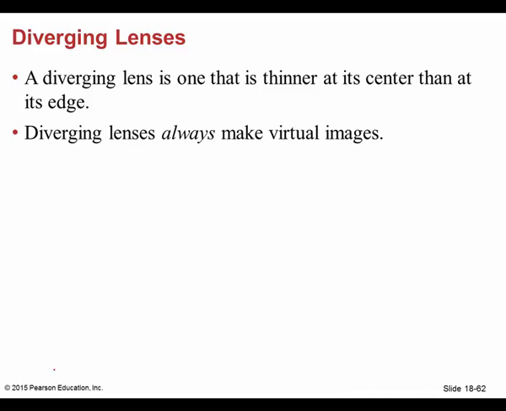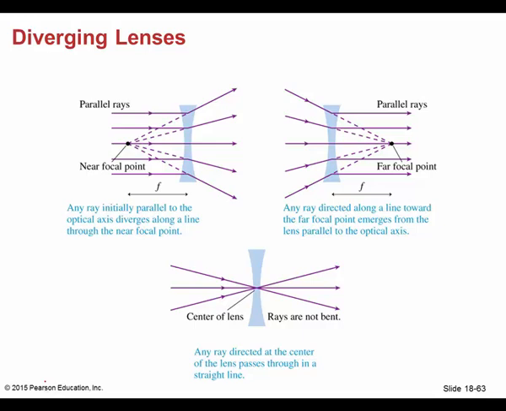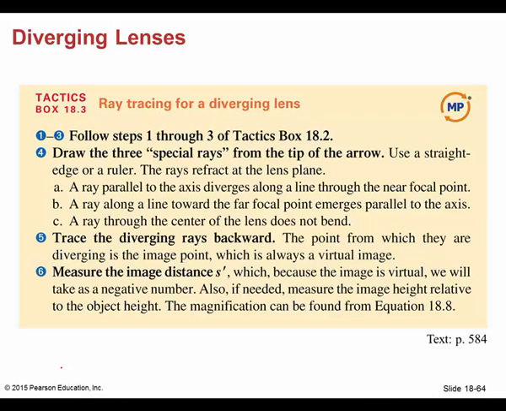All right, so a diverging lens is one that is thinner at its center than at its edge, okay? And a diverging lens always makes virtual images. So here are diverging lenses. Notice how it is thinner at the center than it is at the edges. It's thin here, thick at the edges. Notice how you get divergent rays, and you always get virtual images. Now, again, follow the same steps. You do trace them a little differently for a diverging lens, but it's basically the same principle, okay?